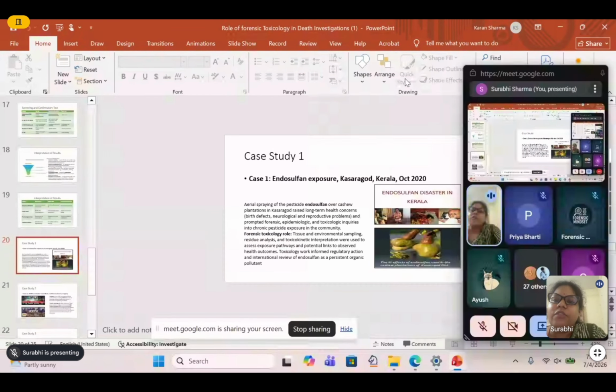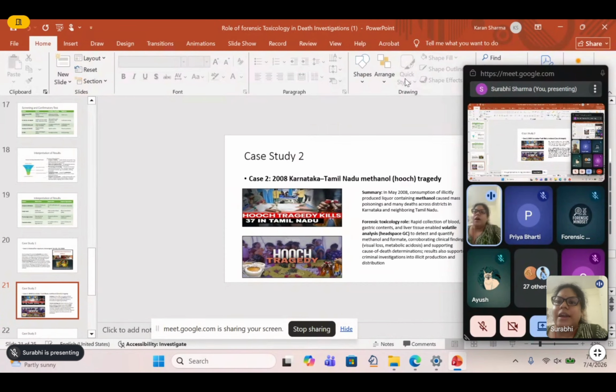That is, first case is endosulfan exposure, Kasargod, Kerala, which occurred on October 2020, in which aerial spray of endosulfan over cashew plantation caused toxicity into people, which caused death of the person. Again, a very good example of chronic poisoning.